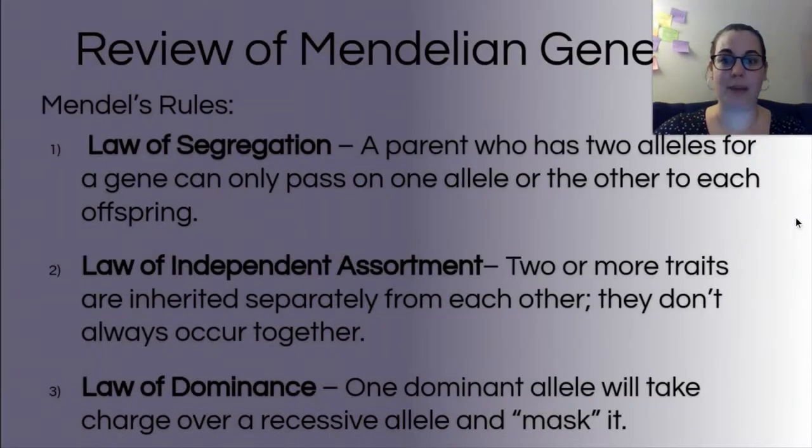We are going to start off by just reviewing what Mendel found out for us. He came up with these 3 rules. The law of segregation, where a parent who has 2 alleles for a gene can only pass on 1 allele or the other to each offspring. And then that leads to the law of independent assortment. 2 or more traits are inherently separate from each other. They don't always occur together. And then 3, the law of dominance. 1 dominant allele will take charge or take over the recessive allele and mask it, right? So we have these 3 laws that Mendel taught us.